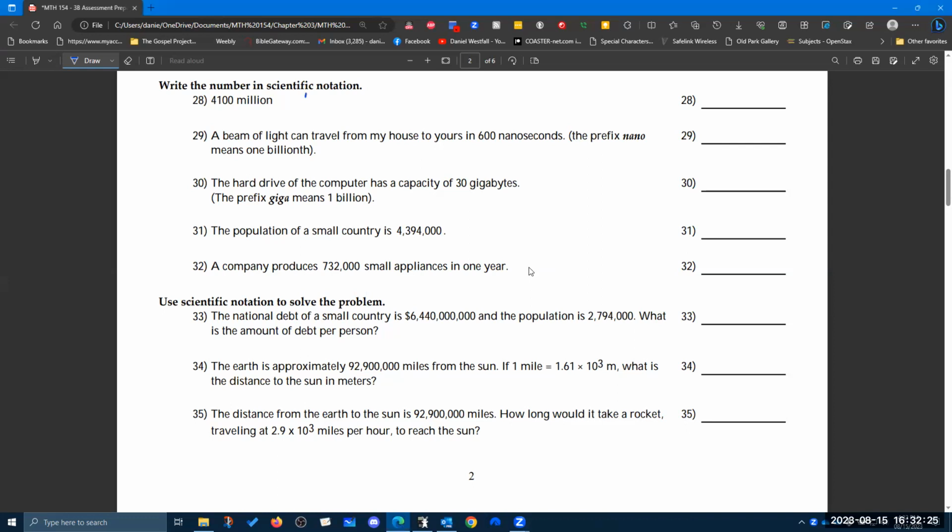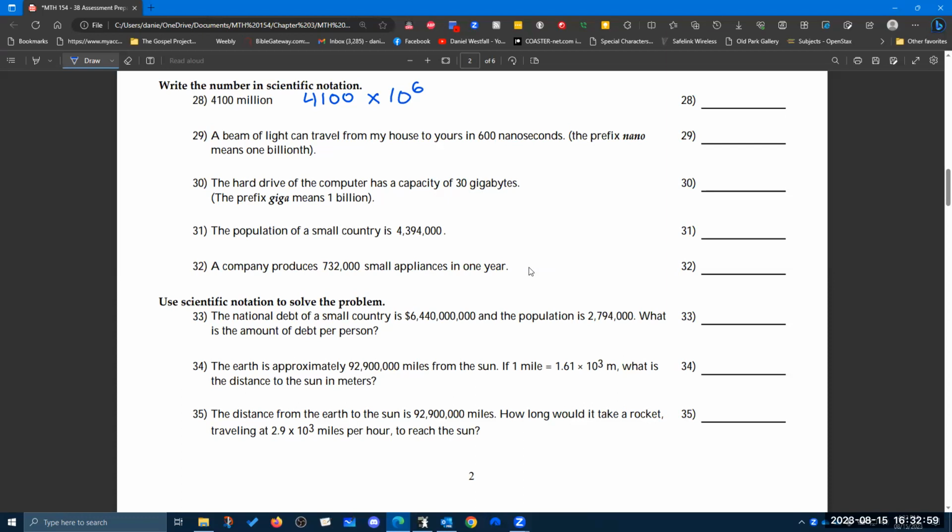So if I want 4,100 million of something, millions means times 10 to the sixth. Times 10 to the third would be thousands, times 10 to the sixth would be millions, times 10 to the ninth would be billions, times 10 to the negative third would be thousandths, times 10 to the negative sixth would be millionths, times 10 to the negative ninth would be billionths. So we're going to be using those ideas here.